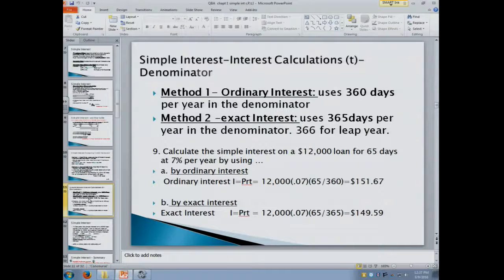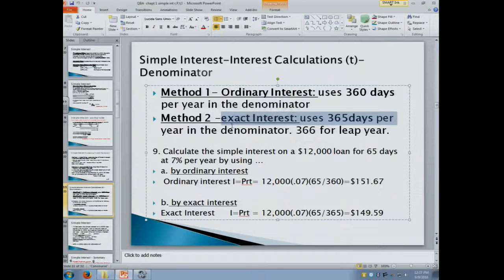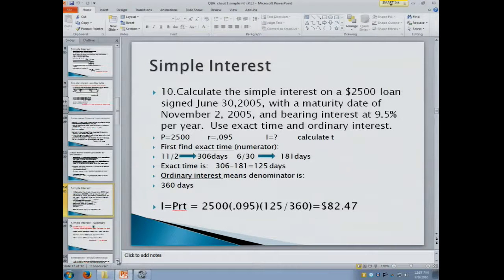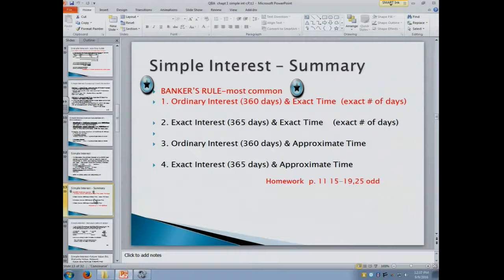The denominator, we also have 2 options. If I specify in a problem ordinary interest, you will use 360 days for the denominator. If I specify exact interest, you will use 365 days for interest. Ordinary interest, 360. Exact interest, 365. I'm going to summarize these in this slide.